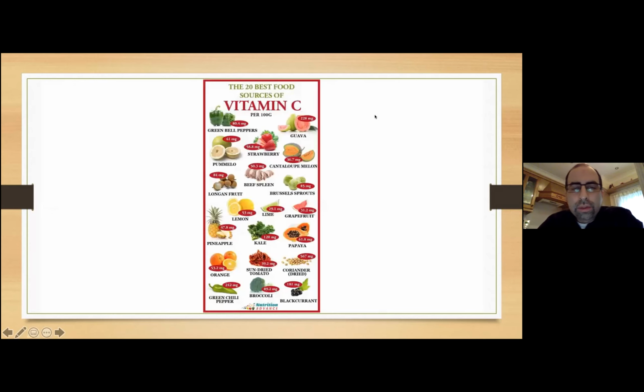So this slide shows you a picture of some of the best food sources for vitamin C. For example, all the greens and all the fruits. Oranges are very good, lime, grapefruit, pineapples, and as you can see, all the greens as well, like green peppers, Brussels sprouts, broccoli. These are all good sources of vitamin C.